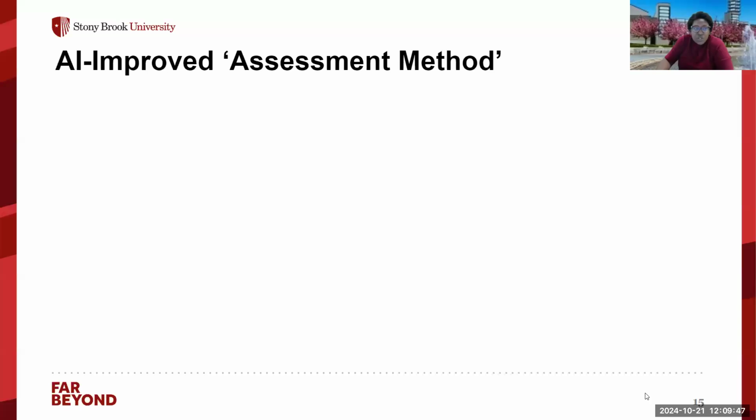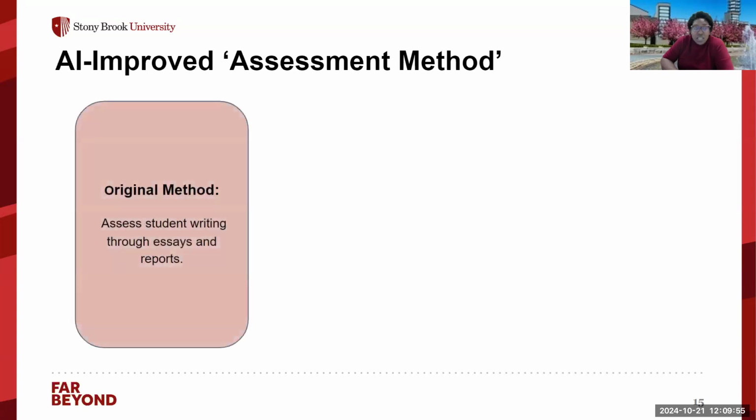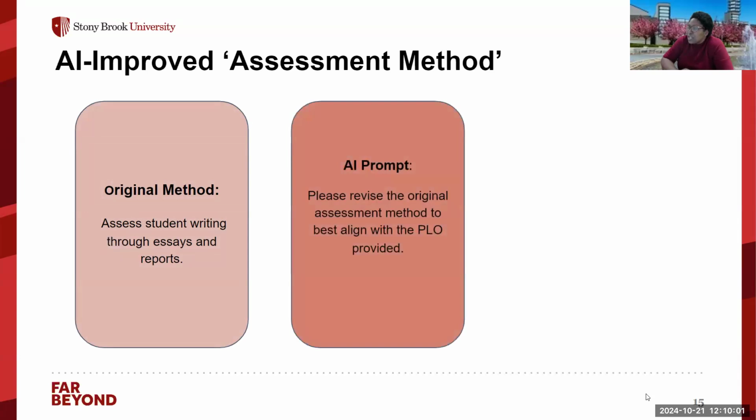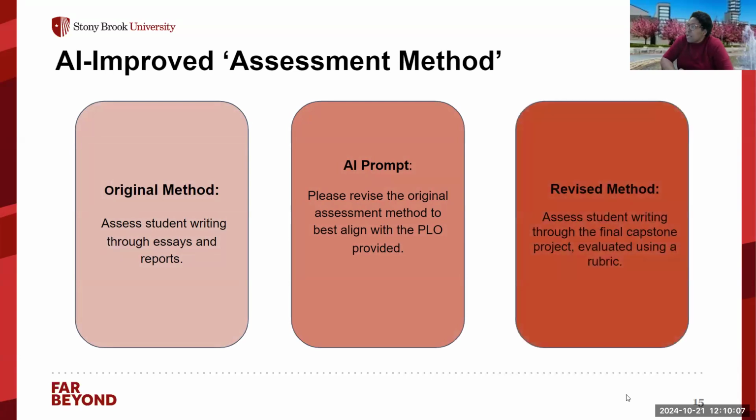All right, thanks. So now we're going to talk about the assessment methods. It's the second part on the template. So the original method says assess student writing through essays and reports. What we did, we threw it into a prompt and we asked it to revise the original assessment method so it best aligns with the PLO that we just spoke about. So the revised method assesses student writing through the final capstone project and is evaluated using a rubric.